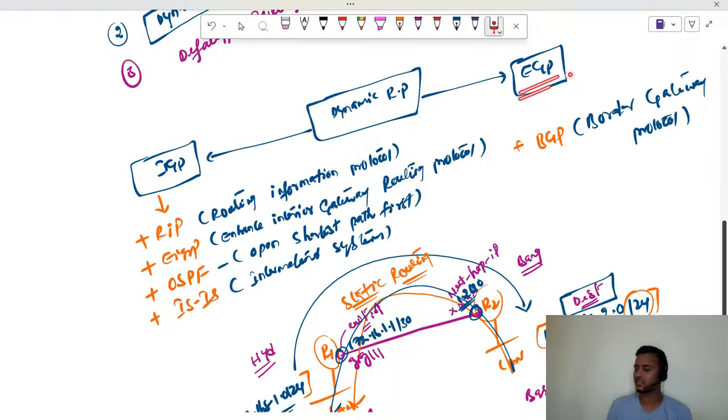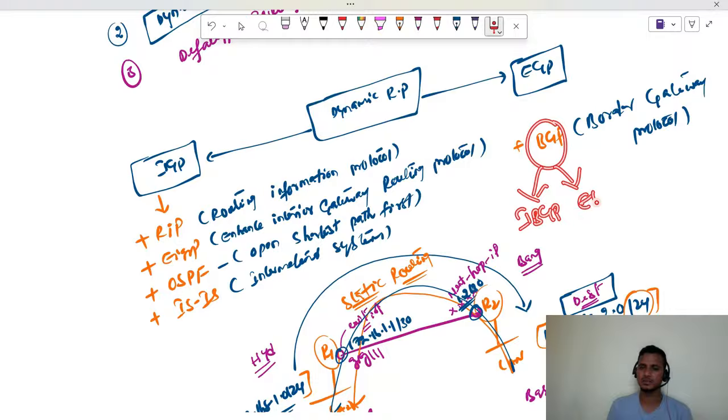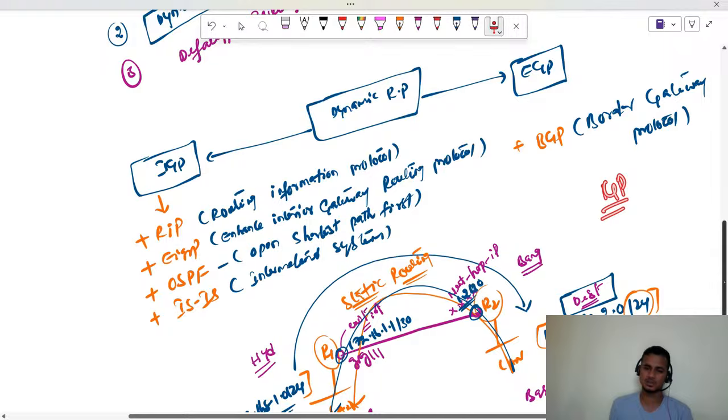Likewise, we have EGP. EGP stands for exterior gateway routing protocol. In EGP we have only one protocol, that is BGP. BGP stands for border gateway protocol. BGP is classified as IBGP and EBGP. BGP is used between autonomous systems, guys.